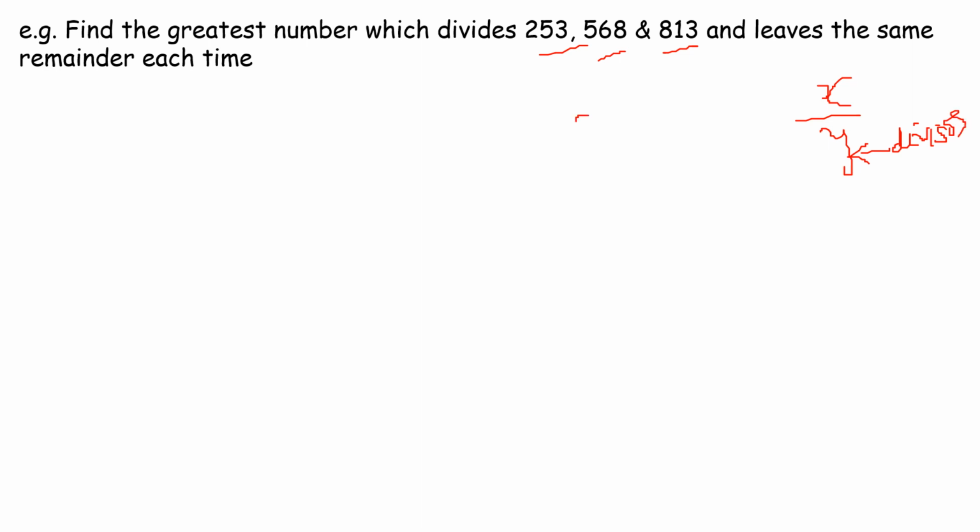So we have 253, 568, 813. We need the greatest number, the divisor, which will divide these and leave the same remainder each time. In such cases, when we have a remainder left, a different method is used. You need to remember this.